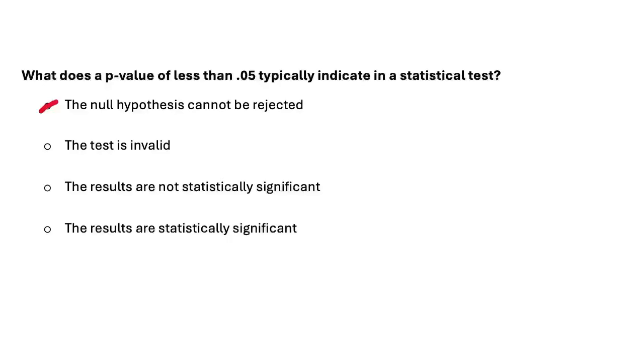This first option states that a p-value less than 0.05 means the null hypothesis cannot be rejected. But that's the opposite of what a small p-value indicates. A low p-value suggests that the results are unlikely under the null hypothesis, meaning the null hypothesis should be rejected. So this would not be the best answer.